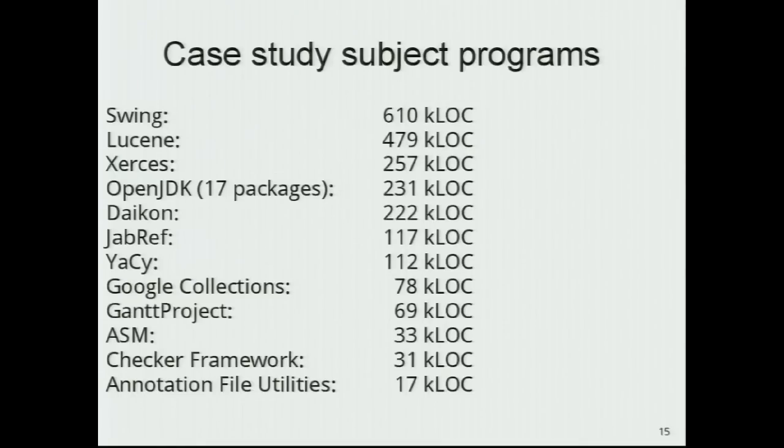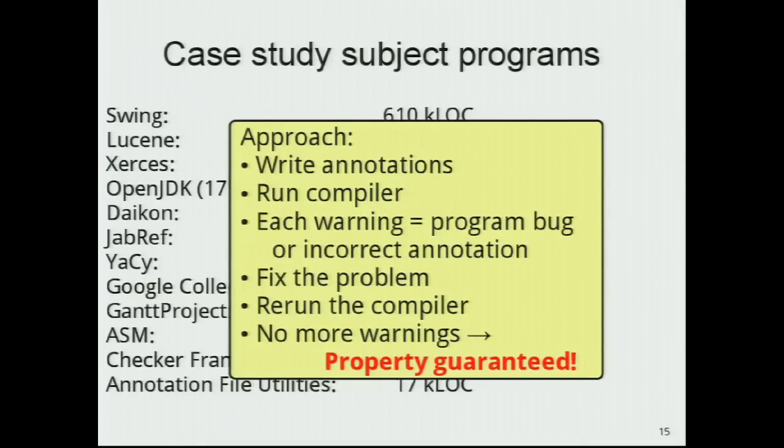Here are some examples of the programs that we've run it on. The approach we took with each of these was we would first write the annotations, then you run the compiler and you see what it says. Every warning you get either indicates there's a bug in your program or it indicates you've written the annotations incorrectly. So at that point you fix the problem and you rerun the compiler. Eventually, when there are no more warnings, you have a guarantee that certain errors won't happen at runtime. A certain specific error, not that your code is perfect in every respect.